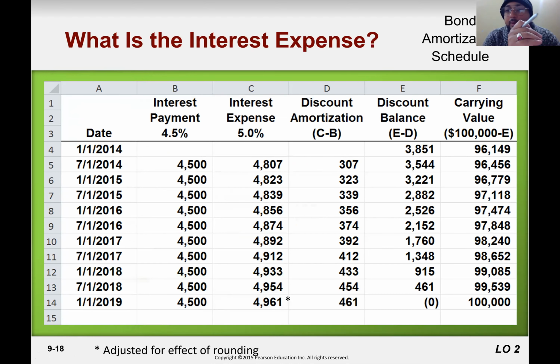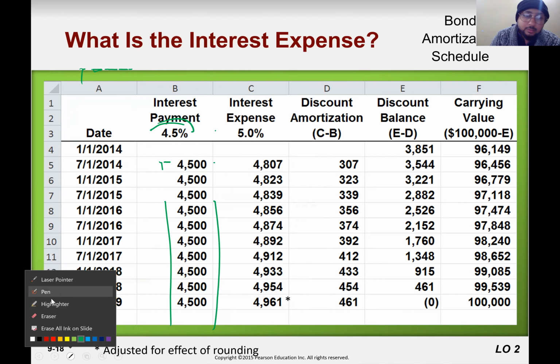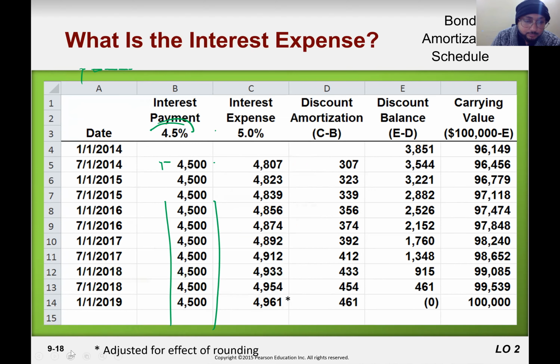So then what do we have to do here? We make an amortization table, right? We write down that this interest payment is not going to change, because the face value never changes. It's 100,000, it remains 100,000, but the market value changes, right? Market value changes.